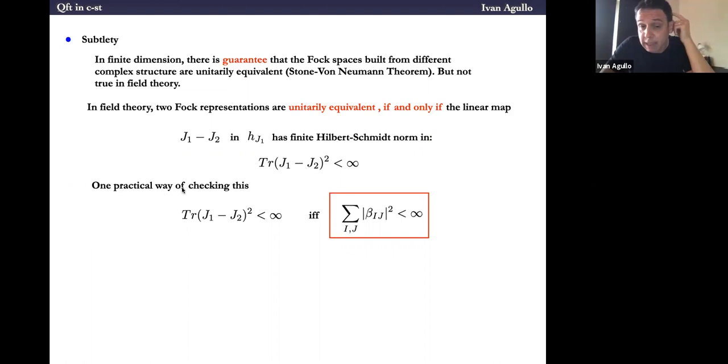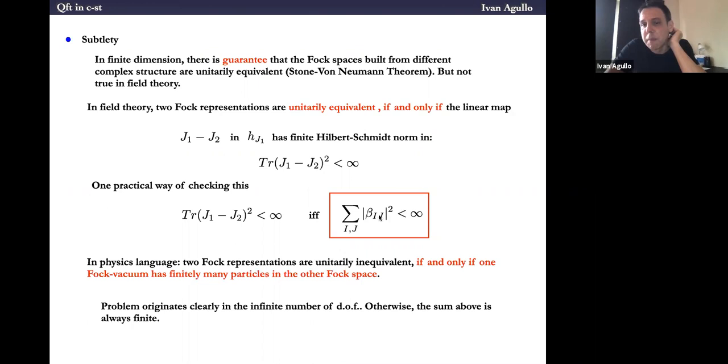One practical way of checking that, this is what I use in practice, is to notice that this condition is equivalent to computing the Bogoliubov coefficients between our bases. You just go to the bases, compute alphas and betas, and check that the beta coefficients are square summable. If they are square summable, then the representations are unitarily equivalent. In physics language, remember, beta squared is the number of particles, I said that before, the number of particles that my vacuum has for Florian. So physically, the two representations are inequivalent if my vacuum has infinitely many quanta in Florian's Fock space. So if the number of quanta of my vacuum for Florian is infinite, then they are inequivalent. This is just the physical words for this mathematical condition.